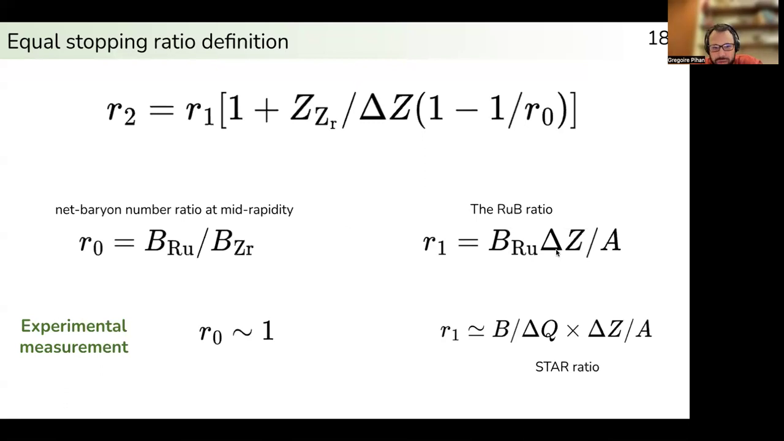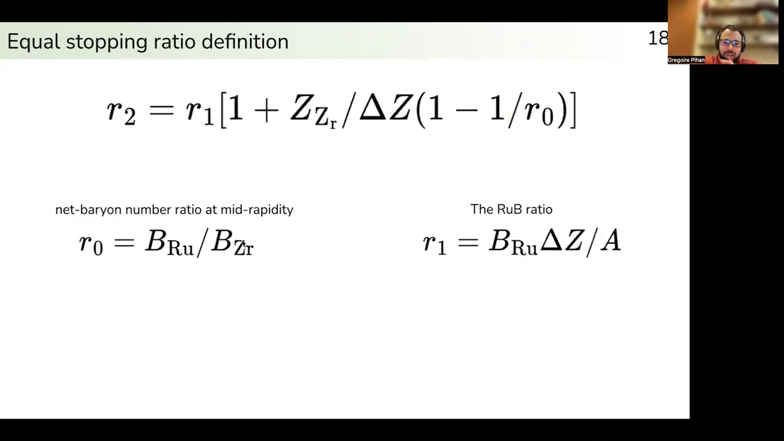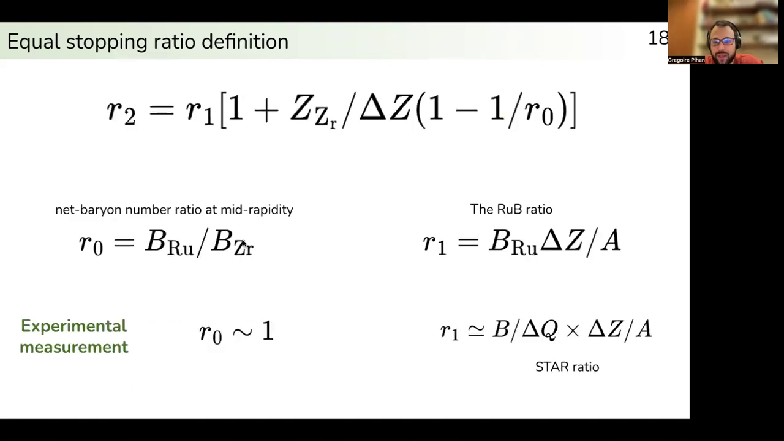Oh, I'm sorry, I forgot to divide by delta Q here, but there is a division by delta Q here. So basically, the STAR measurement, the STAR ratio, is simply, to come back here, this part here, when this is equal to 1.